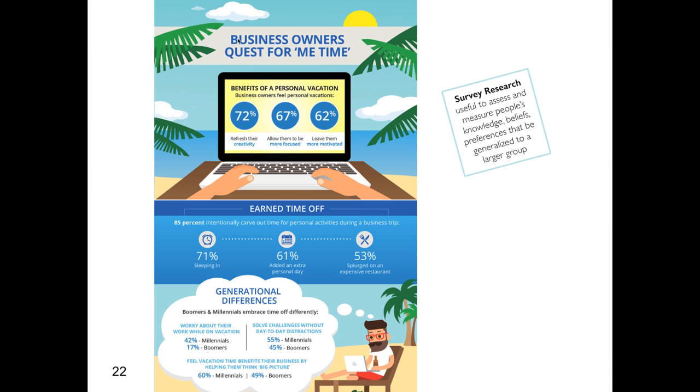Okay, so there's a title here that tells you what the images and the numbers are about. Me time, personal vacation, earned time off, generational differences. This is a very good one. It has a good flow to it, has good images, has good points to talk about.